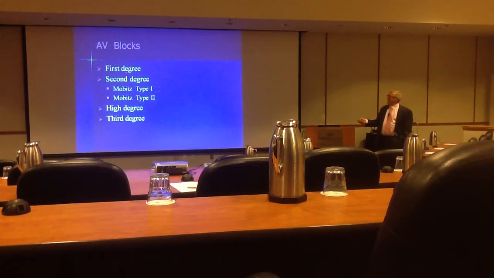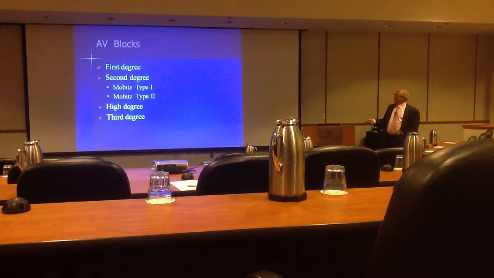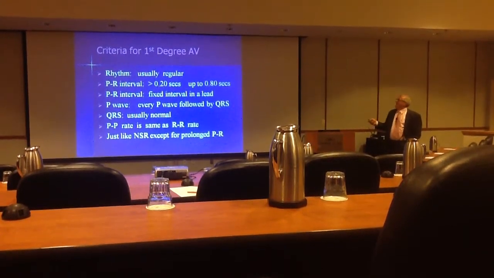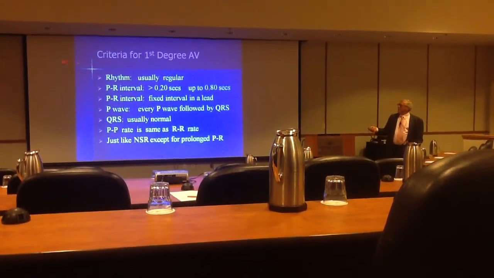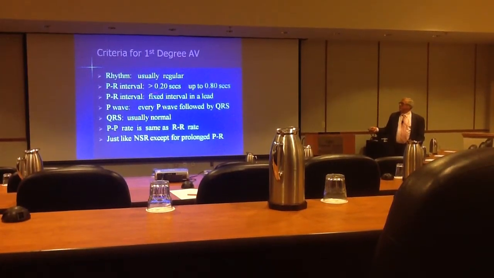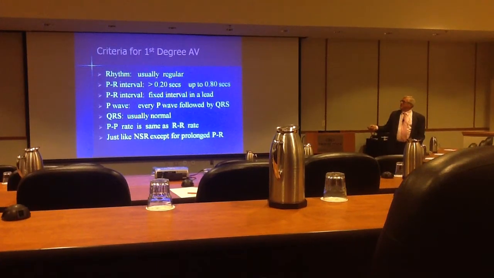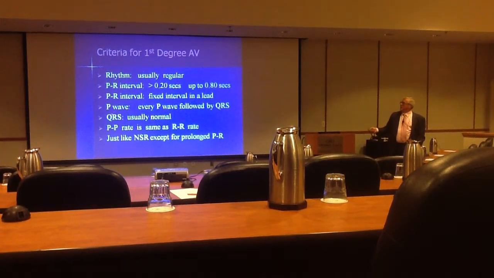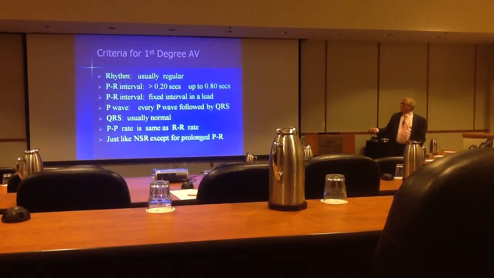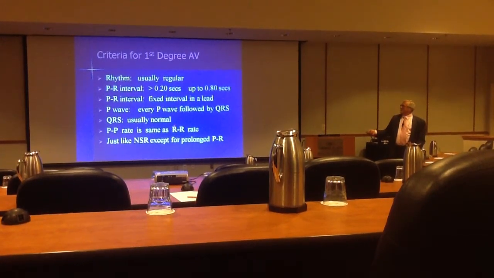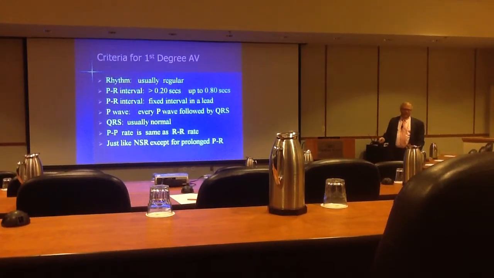So you have different types. You have first degree, second degree, and there's two types of those, and then for the most part, you're just looking at third degree. So let's look at some of the criteria for these things. If you have a first degree AV block, the rhythm is going to be very regular. You're going to see a P wave before every QRS complex, but the PR interval is going to be greater than this 0.20 seconds. Every P wave has a QRS complex. The QRS complex is usually normal, and if you measure the distance between every P wave, it's going to be fixed, and it's going to equal the distance between every R wave.